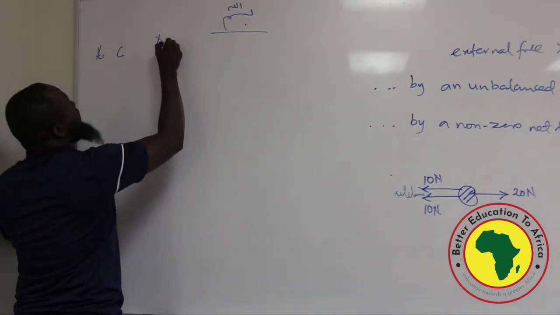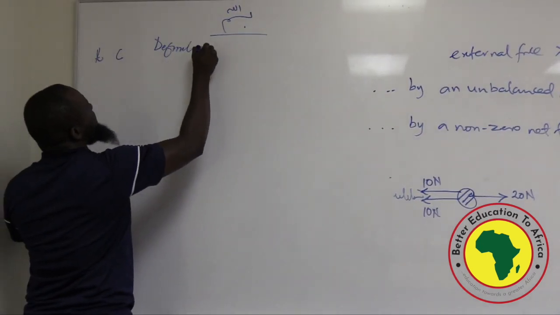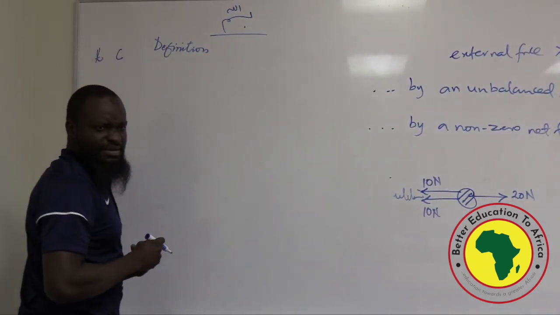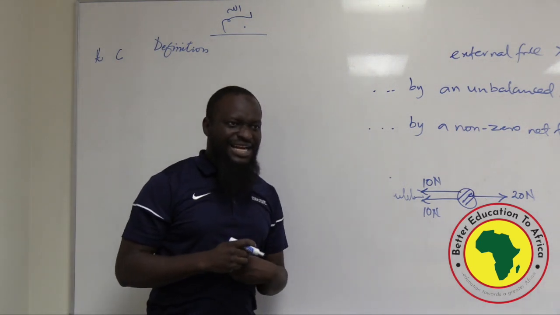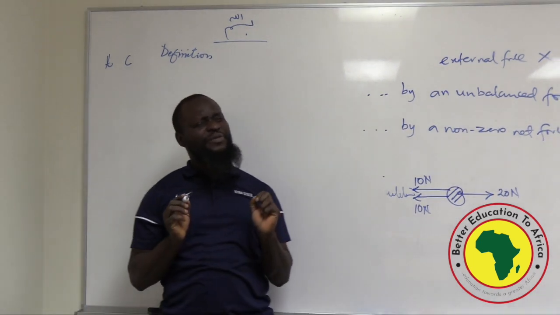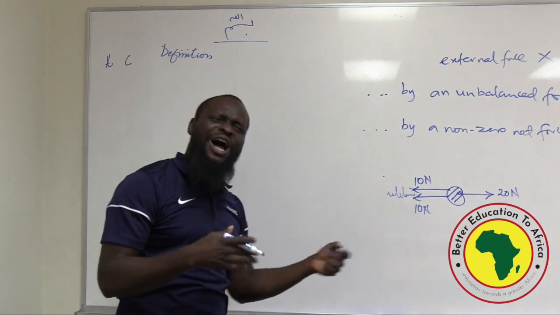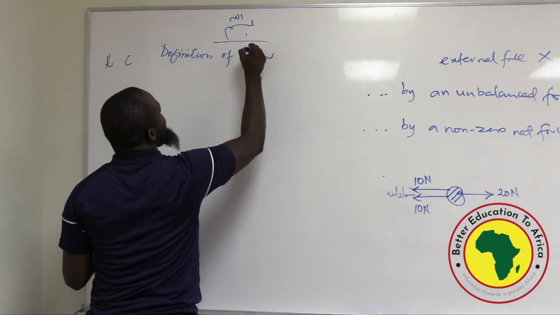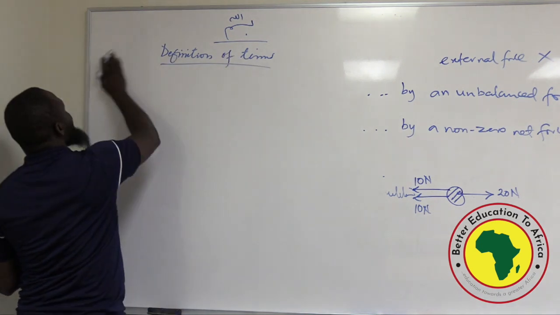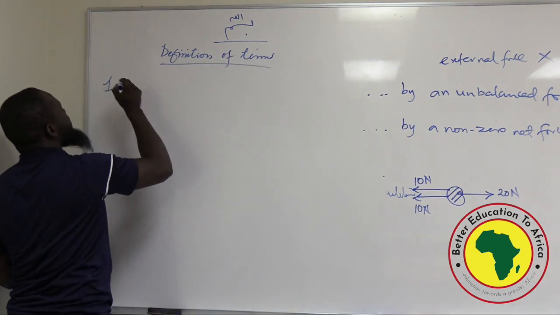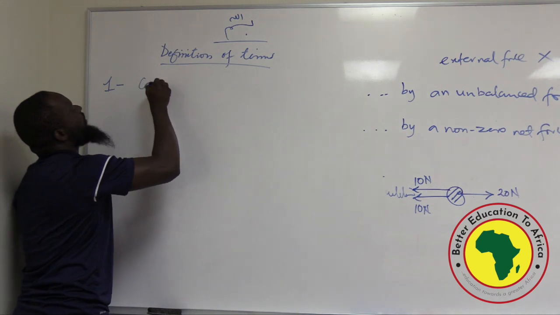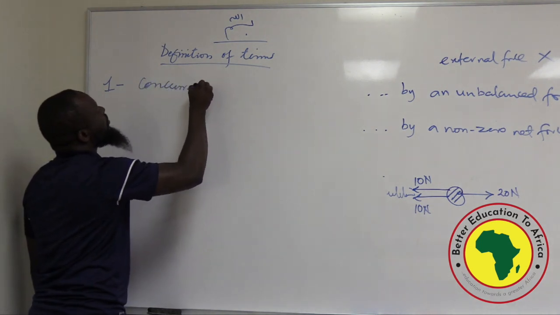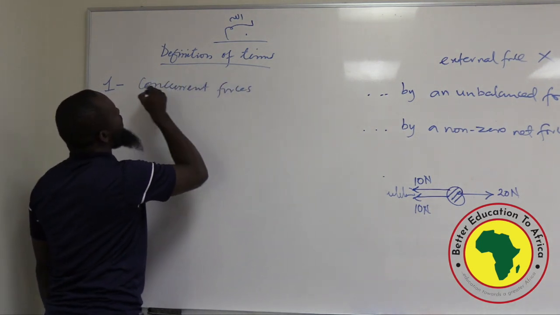So, definition of some terms. The terms definition is going to take just 5 to 10 minutes. I'll define those terms, and then I'll start giving you very, very simple examples and you will see how beautiful this will come out. Definition of terms. Some basic terms. Number one, the first definition we're going to see is the concurrent forces, because we want to discuss equilibrium under the action of concurrent forces.